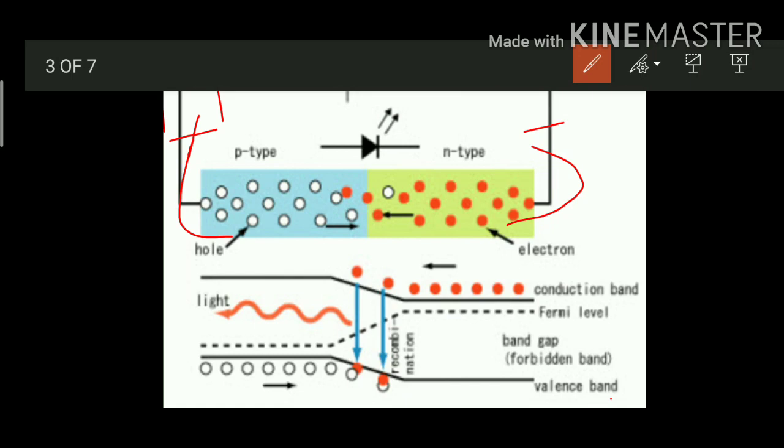As we know, an electron in the first orbit has lowest energy and an electron in the outermost orbit has maximum energy. So free electrons in the n type enter the conduction band because the energy level of the conduction band is higher than the valence band, and holes remain in the valence band. The energy difference between valence band and conduction band is equivalent to band gap energy. When the electron in the conduction band recombines with a hole in the valence band, in this recombination process energy is emitted in the form of photon and this energy is equivalent to band gap energy.